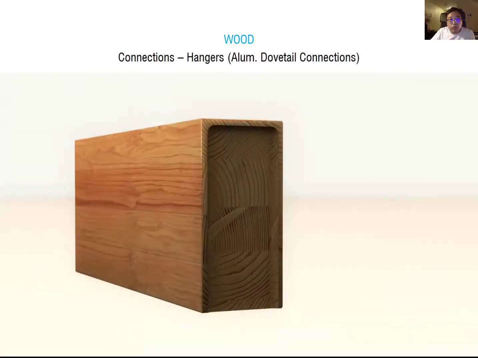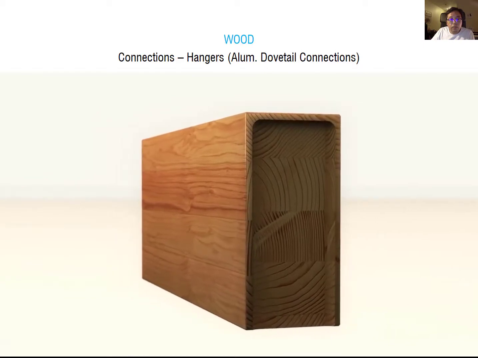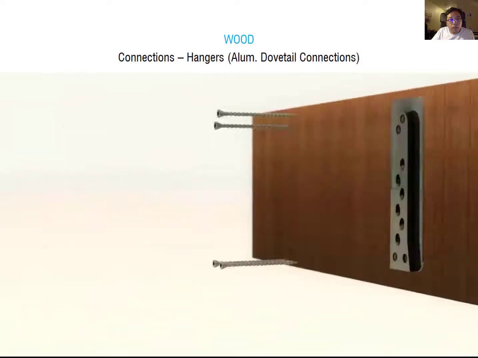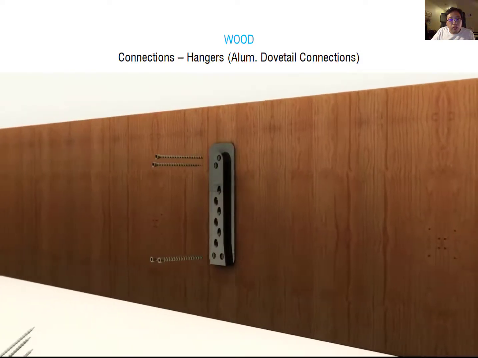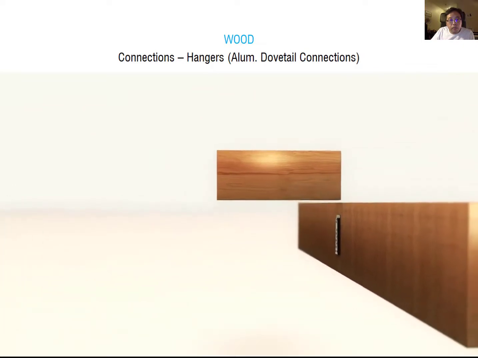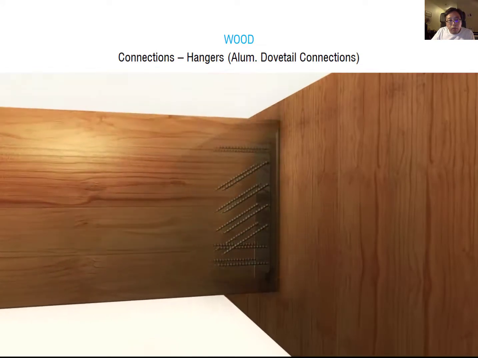Okay, I think it's better to understand through this picture, this video, to know how this dovetail works in the fabrication and construction. You see the actual timber is pre-manufactured with this dovetail. Then you can simply connect this dovetail on the construction site, and then this prefabricated dovetail simply assembles together in the field.